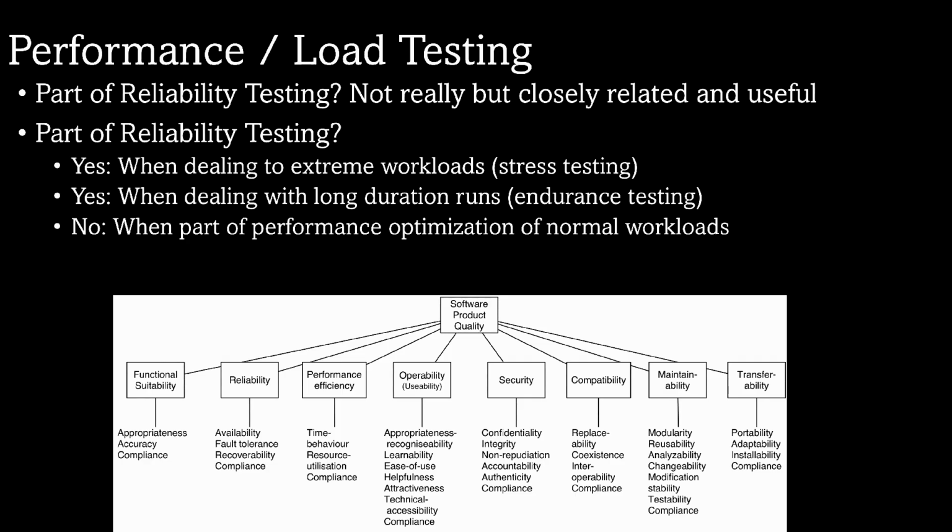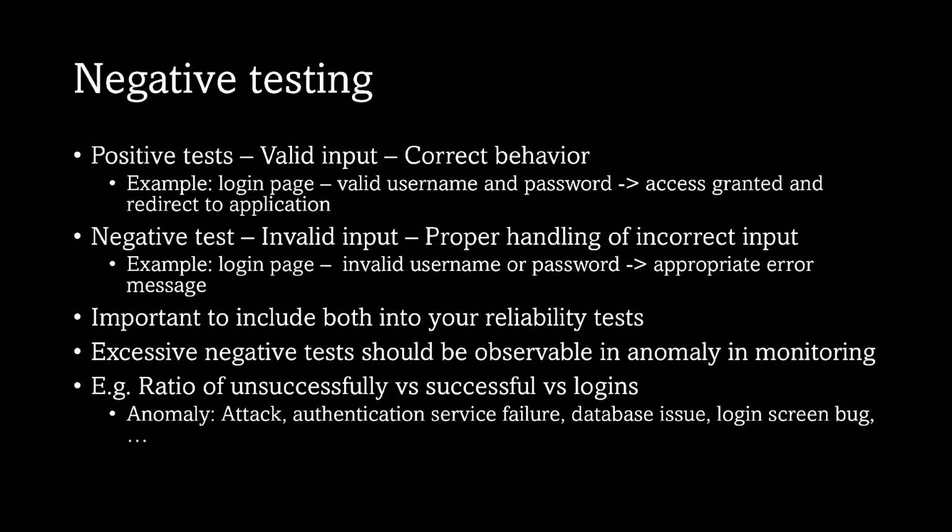The diagram below provides a broader perspective on software product quality. It illustrates the relationship between different attributes such as functional suitability, reliability, performance efficiency, and others. While reliability and performance efficiency are distinct, their roles can overlap depending on the testing context. In conclusion, while performance testing is not strictly reliability testing, it is a vital practice that helps ensure software performs reliably under various conditions. Negative testing is an essential part of ensuring the reliability and robustness of a system.